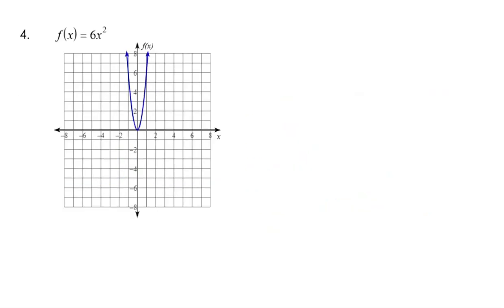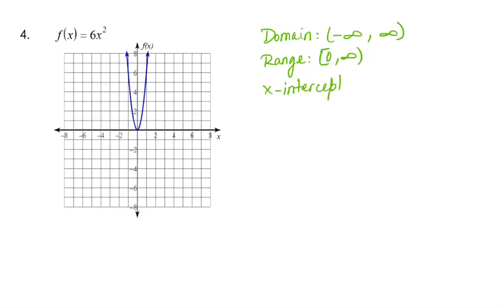Now, moving on to question 4, let's do exactly the same thing. So let's start with the domain. It is -infinity till infinity. The range is 0 to infinity, with the 0 included. The x-intercept is 0, and the y-intercept is 0 as well.